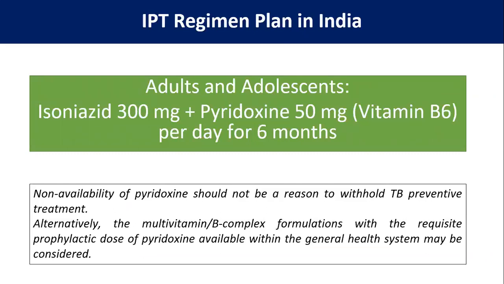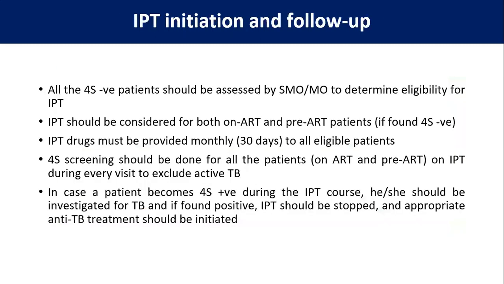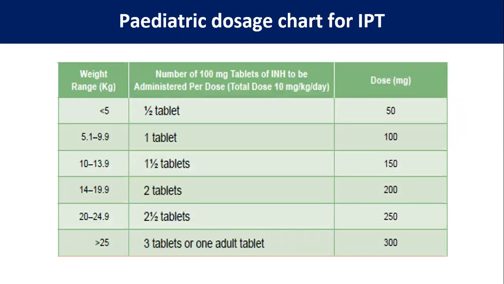So IPT is given in the form of isoniazid 300 mg with pyridoxine 50 mg per day for 6 months. Now, in the absence of pyridoxine, IPT should not be withheld. It should be given. And if possible, if there are multivitamins or B-complex available with the requisite amount of pyridoxine, then we can prescribe it if it is available in the general health system. So these are, again, the doses of INH. It is better to keep it ready on the table for ready reference whenever we need.